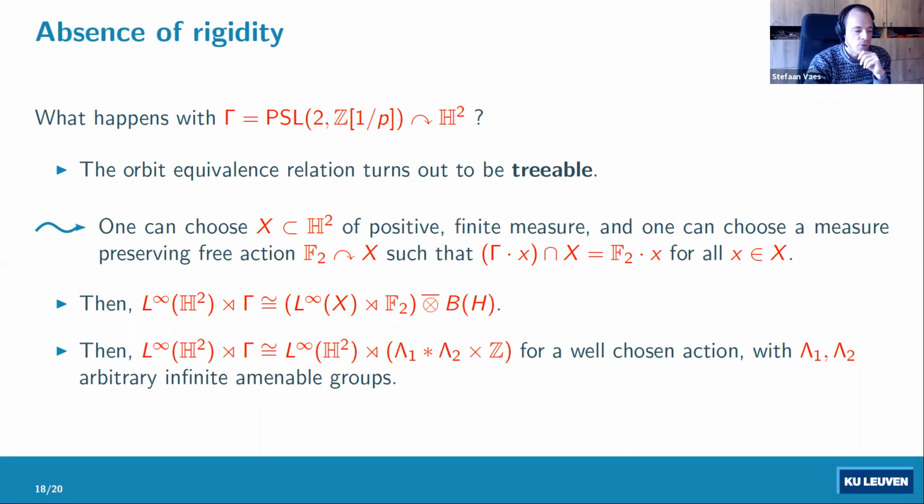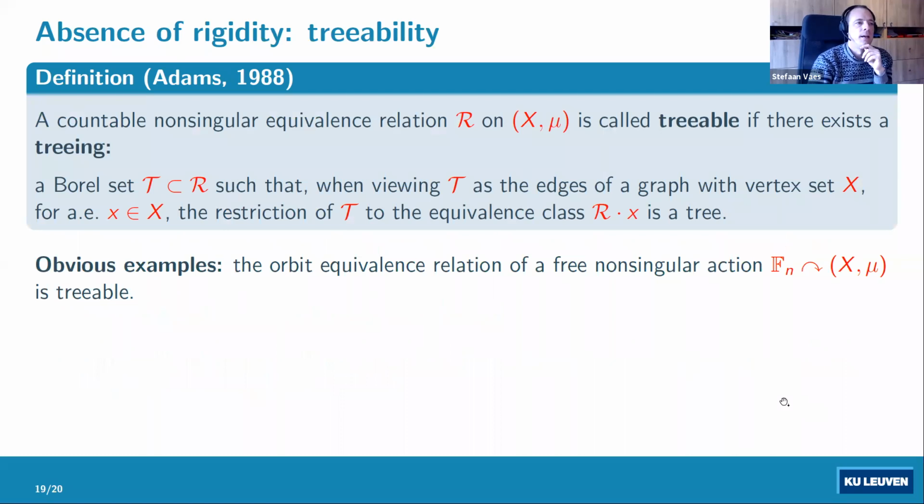Okay, so what is this notion of treeability? Treeability goes back to Adams. A countable and non-singular, so measure class preserving, equivalence relation is called treeable if you can choose a treeing. Now, before I explain what a treeing is, you should look at the obvious example. The obvious example is really the orbit relation for an action of a free group. If you have an action of the free group, its Cayley graph is a tree. And then, of course, the group is acting, and you look at the orbit. So every orbit inherits from the Cayley tree a tree structure on the orbit.